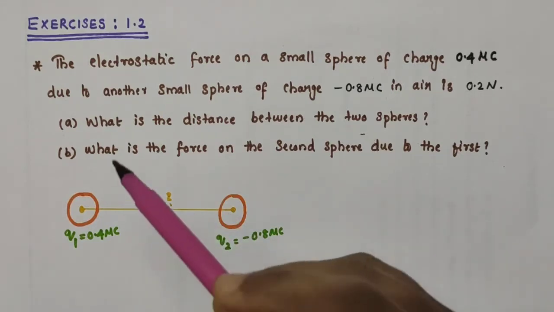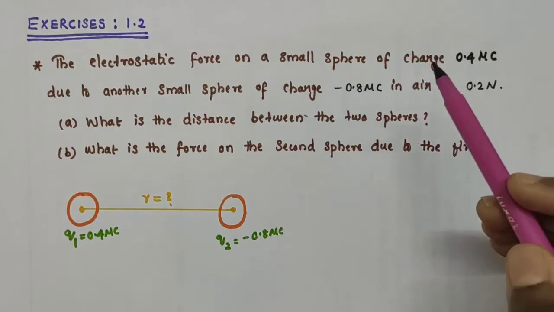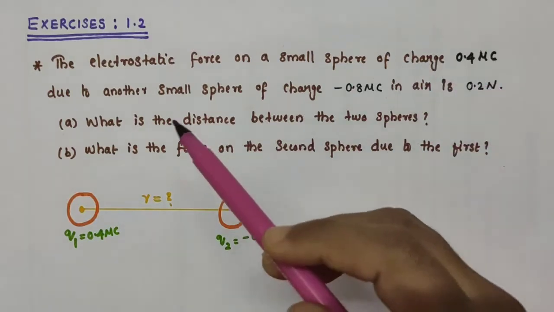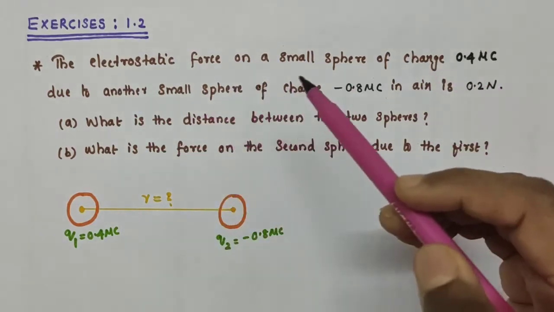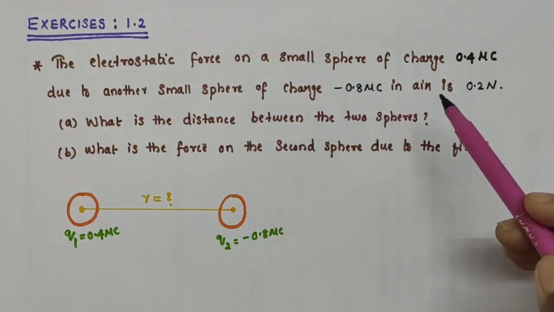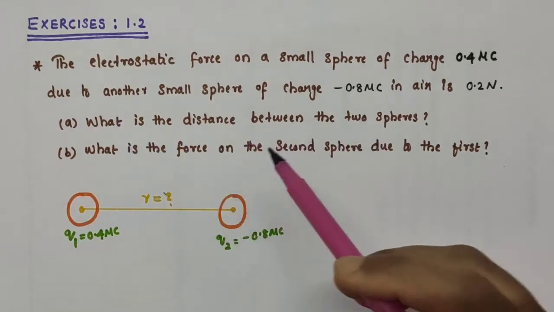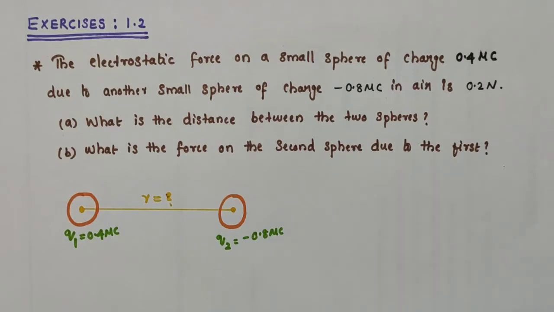The question is: the electrostatic force on a small sphere of charge 0.4 microcoulomb due to another small sphere of charge minus 0.8 microcoulomb in air is 0.2 Newton. What is the distance between the two spheres? And what is the force on the second sphere due to the first?